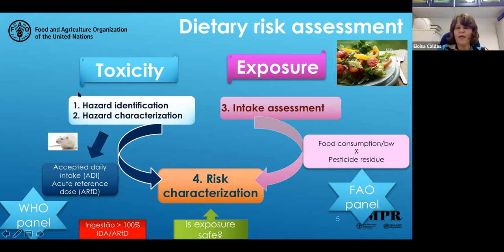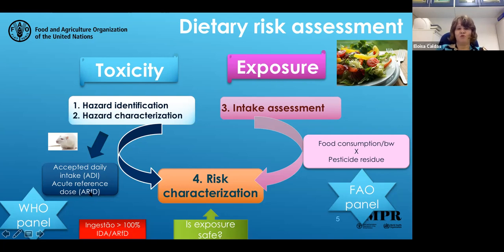So that's why, for us in the FAO panel, we start doing the dietary risk assessment back home, as I'll show you, but we really finalize all the numbers during the meeting. And normally in the last week of the meeting, actually, because sometimes in the last 2 days of the meeting, the WHO panel are still discussing which number should be the ADI, which number should be the acute reference dose, if a compound should have an acute reference dose or not.